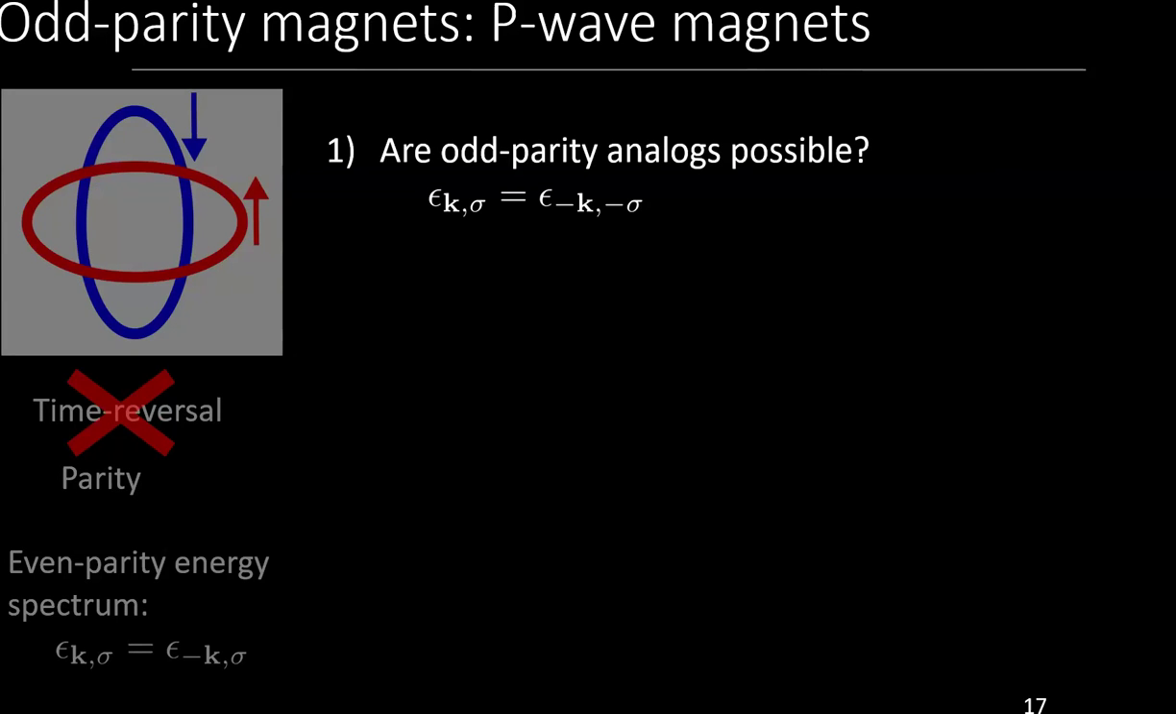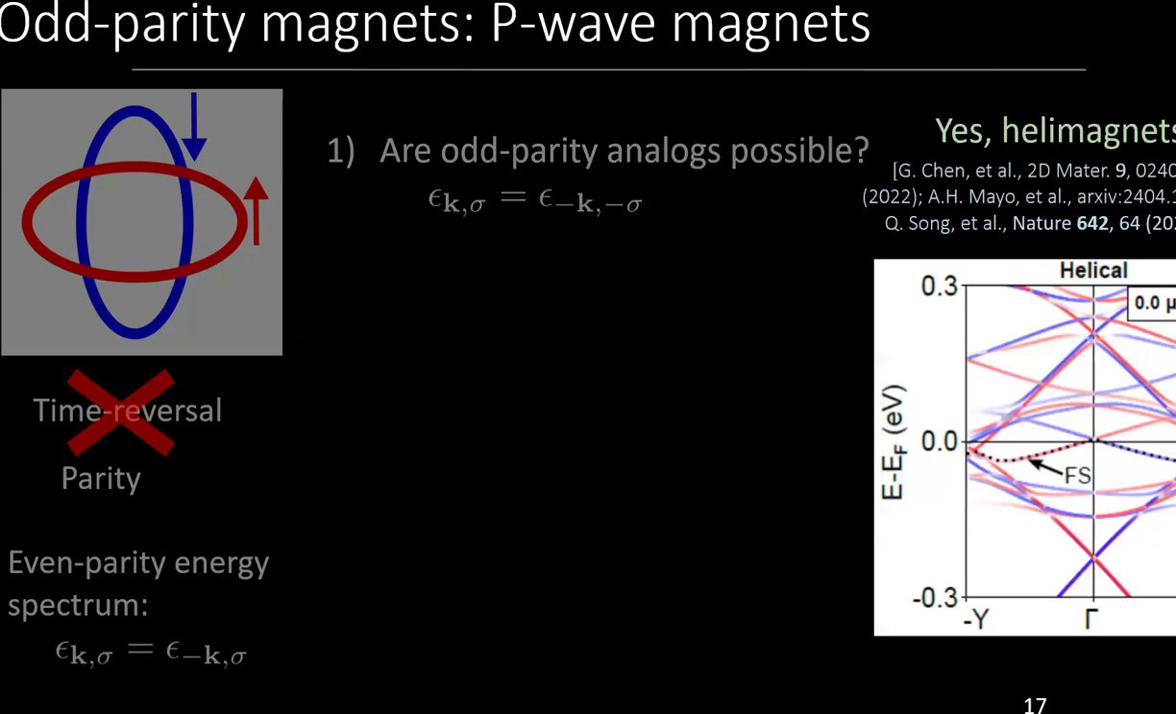Now the question: can we have an odd parity magnet? Natural question. We have even parity. Are there any odd parity magnets where we flip k to minus k and we flip spin to minus? The answer is yes. Such materials are known, but no one actually calls them odd parity magnets, and no one actually paid much attention to the energy spectrum. These materials are helimagnets. And one of them is, I think, europium phosphorus ring. And it shows this odd parity spectrum. So we have spin up here and spin down here.